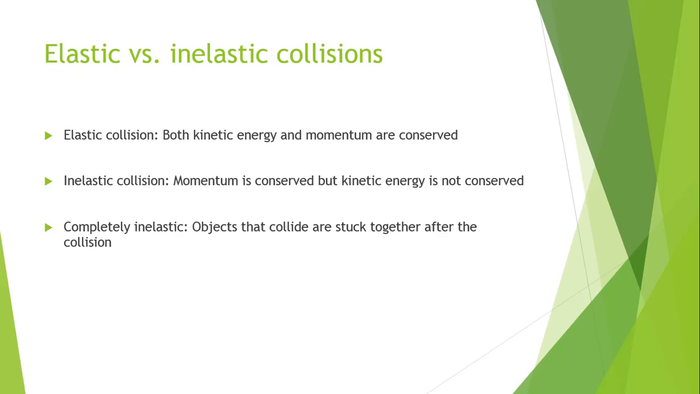Now we have a third type of collision, what we call completely inelastic. These are collisions where objects collide and are stuck together. Sample problem 2 that we did in the previous lesson would be an example of a completely inelastic collision. The objects are stuck together after the collision. Kinetic energy is not conserved in those collisions.